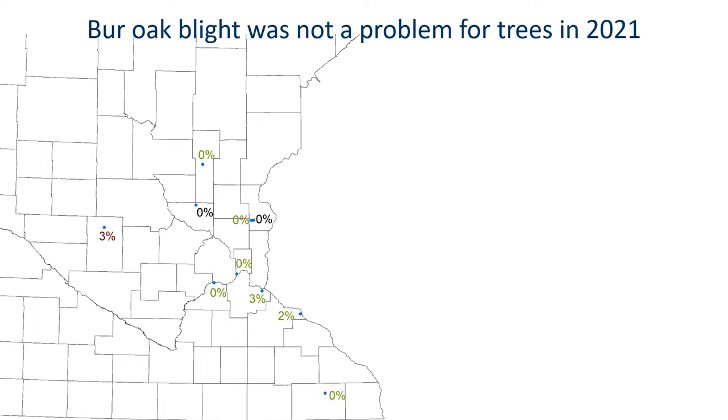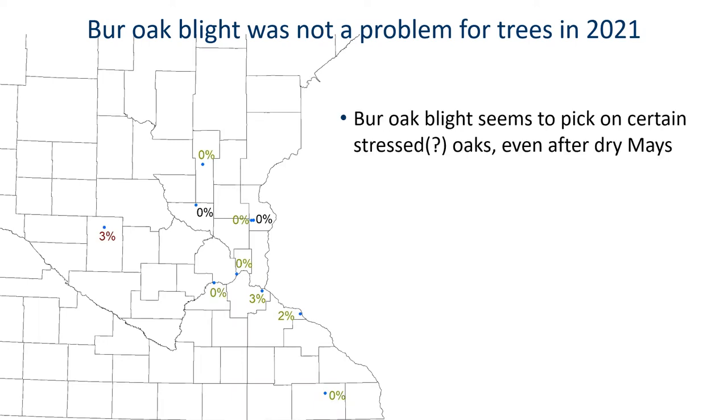3% here in a park in Hastings, 2% at a roadside rest stop here in Goodhue County, 3% in Sibley State Park. All of these oaks, though, that we counted as having defoliation in early September due to bur oak blight, they're stressed. They're stressed for a variety of reasons. And so from doing these surveys year after year after year, it seems apparent to me that any sort of stress, like extremely compacted soils in a pasture that's grazed, they just seem extremely susceptible to bur oak blight, even in dry years.